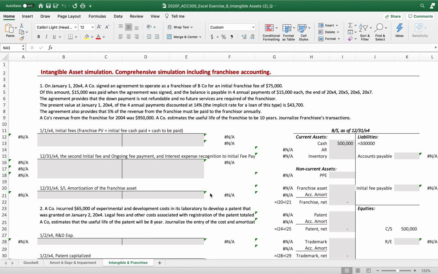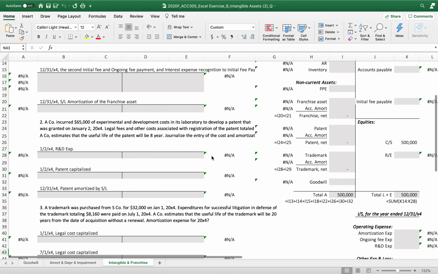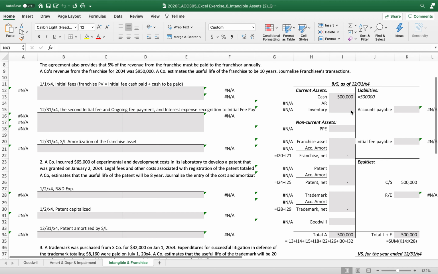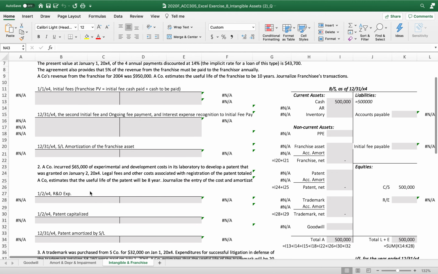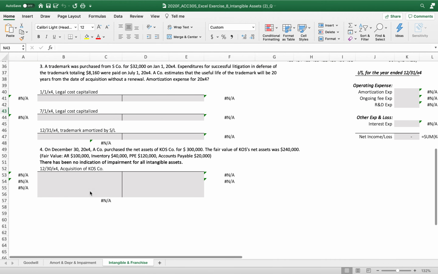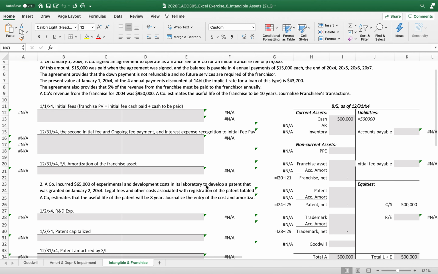Now let's practice the intangible asset simulation. That is the comprehensive simulation, including the franchise accounting. Right, we have a long way to go, creating the balance sheet and income statement, including all these four parts of the transactions.